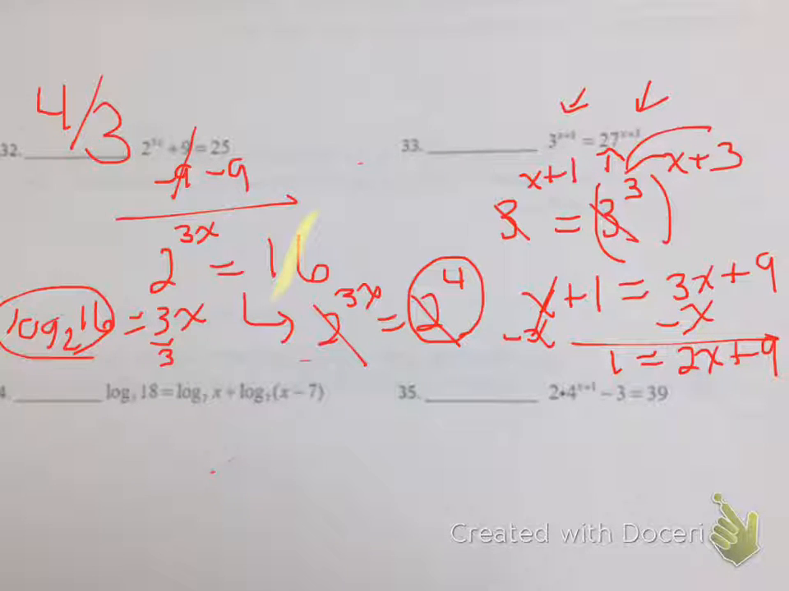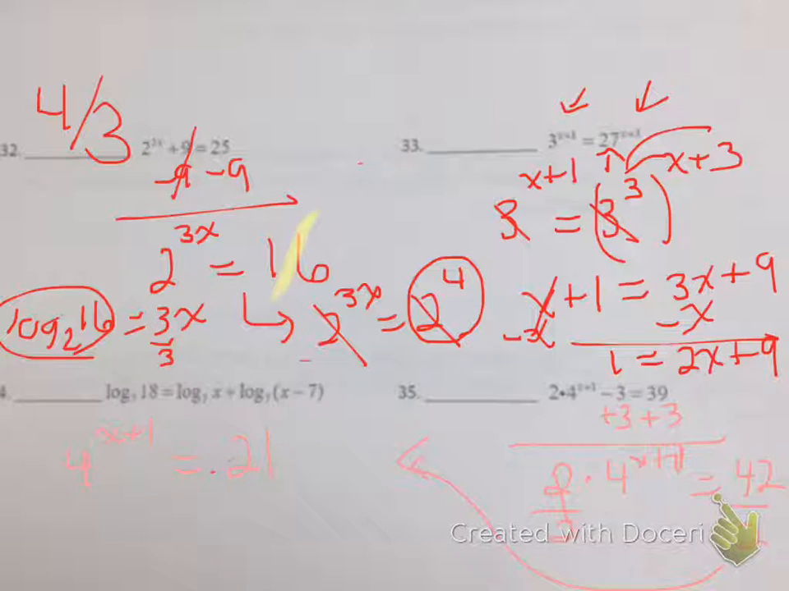Okay, I'm going to do number 35 with you now. On number 35, I want to add 3 first. So that's going to give me 2 times 4 to the x plus 1 is equal to, oops, what is that? That's going to be 42. Now the biggest mistake people are going to want to make is they're going to want to multiply 2 times 4, and you can't do that. You need to divide by 2 first. I'm going to write it over here. That gives me 4 to the x plus 1 is equal to 21.